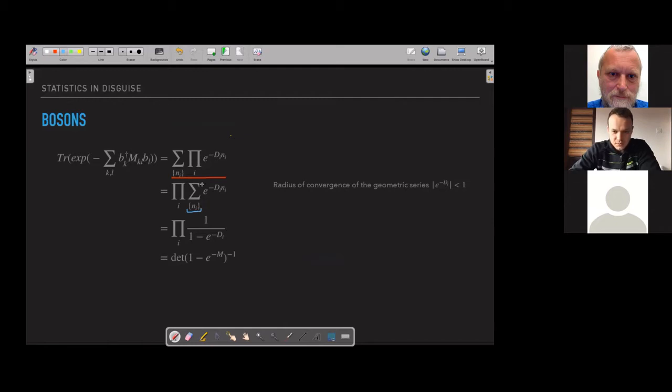And this is a geometric series or a geometric sum where our coefficient r is just this exponential, minus d_i, to the power n_i. Right, and in order for the geometric sum or series to converge, this coefficient must be less than 1. So this is just a mathematical formula that we use, and the sum is equal to this term.